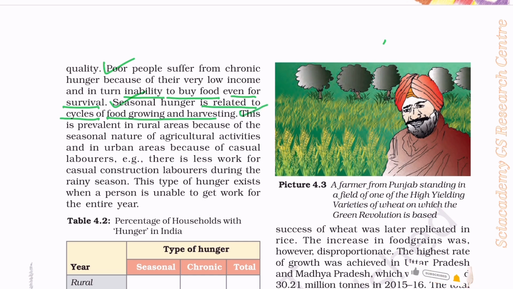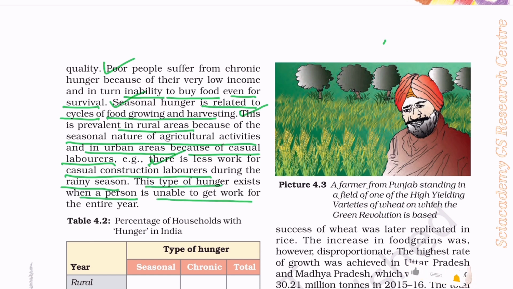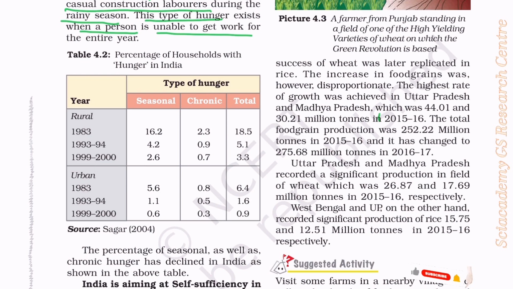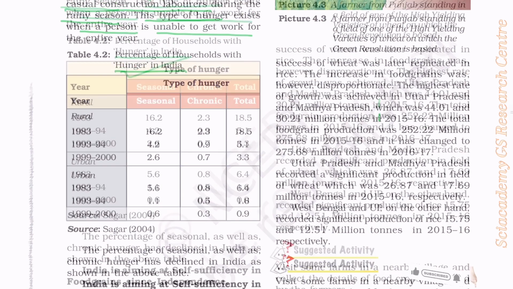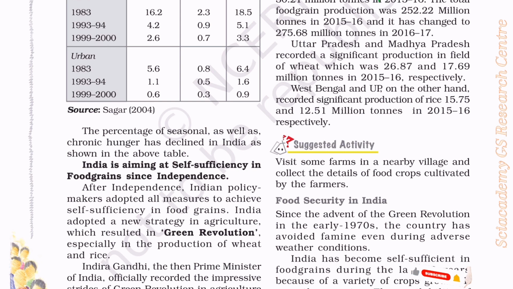Seasonal hunger is related to cycles of food growing and harvesting. This is prevalent in rural areas because of the seasonal nature of agricultural activities and in urban areas because of casual laborers. For example, there is less work for casual construction laborers during the rainy season. This type of hunger exists when a person is unable to get work for the entire year. Table 4.2: percentage of households with hunger in India. Source: Sagar 2004. The percentage of seasonal as well as chronic hunger has declined in India, as shown in the above table.